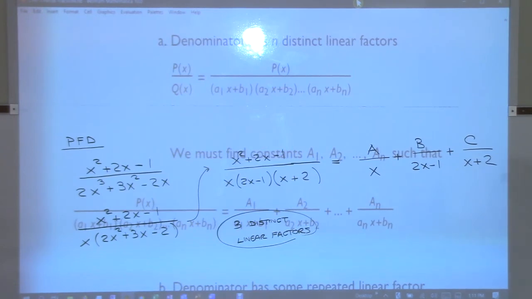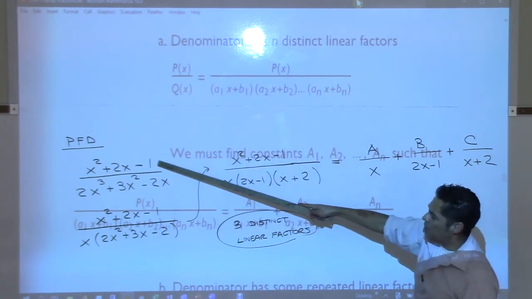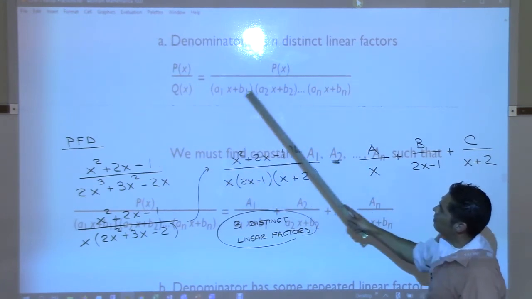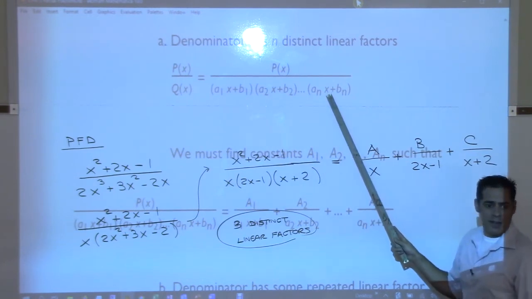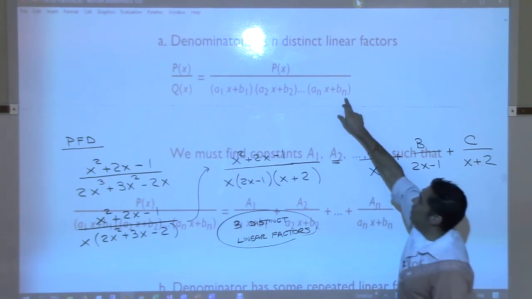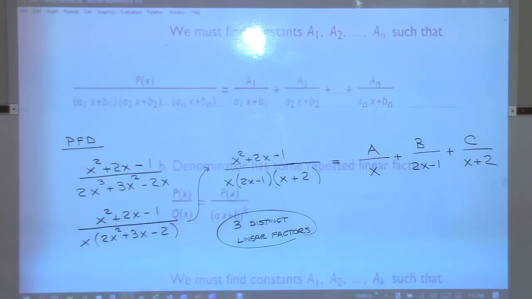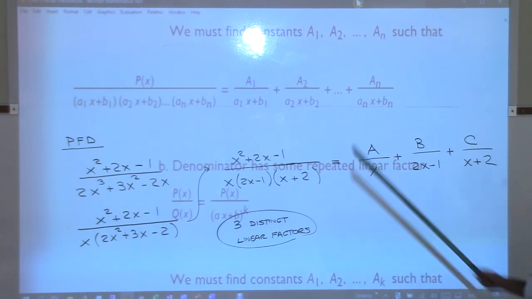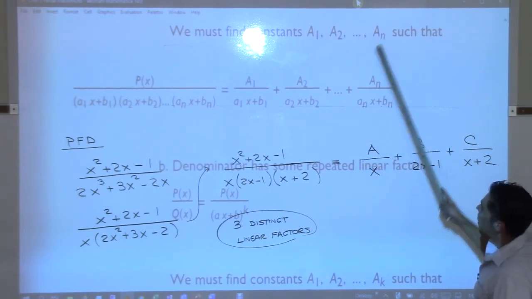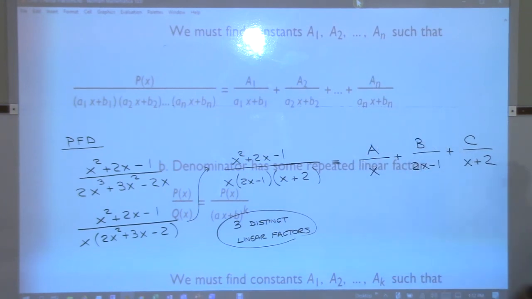So what if you have a rational function where the numerator is a polynomial, x squared plus 2x minus 1, and the denominator is a bunch of distinct linear factors? Here we have our first distinct linear factor, second one, third one, fourth one, and you end at the nth one. Then you break this up, and we must find the constants a sub 1, a sub 2, all the way out to a sub n, where each constant is over one of the distinct linear factors. Here we have 3, so we only go A, B, C. Okay. So now the question is, what do we do next?